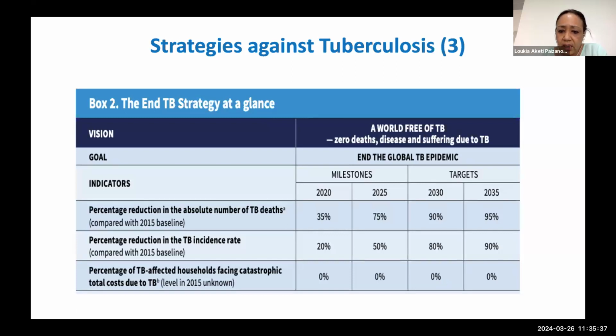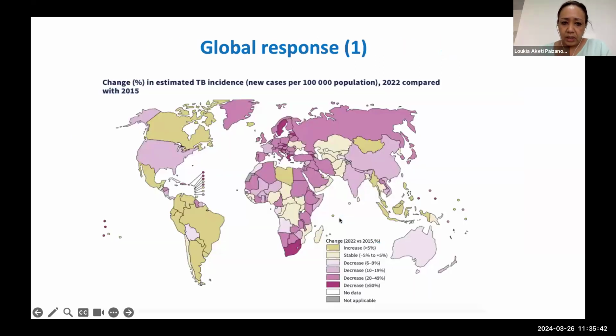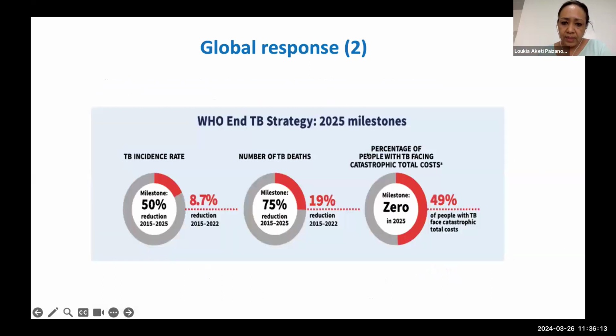But let us see what the result was, please. Okay, so in the last report of WHO, we see that if we compare the incidence in 2015 with the incidence in 2022, many countries have a high incidence. We didn't decrease as the WHO wanted, meaning more than 15%. Slide, please.